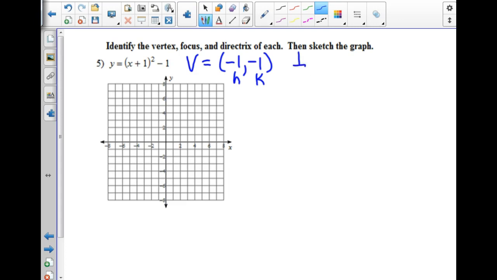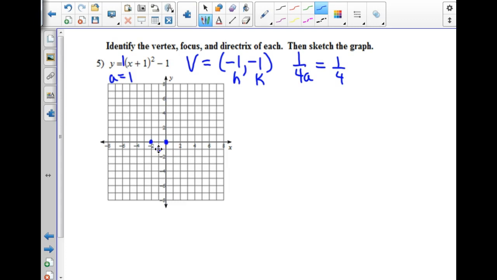Our 1/4A, you look at the parabola here, A is 1. So 1/4A is 1/4. 4 times 1 is 4. All right, let's get the parabola graph. We'll go to -1, -1. We know it opens up, so let's go for the 1 squared, 2 squared method. The A value is 1, so we can go 1 squared is 1, up 1, right 1, up 1, left 1.